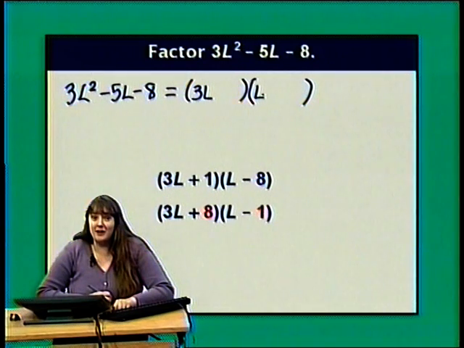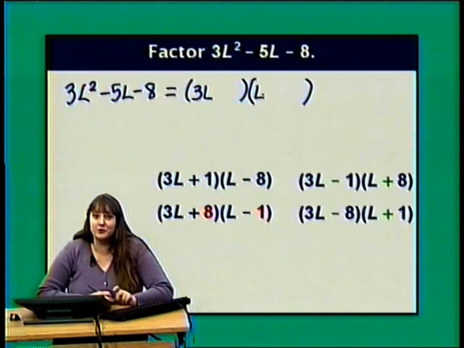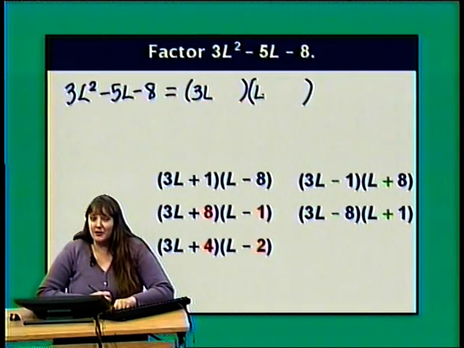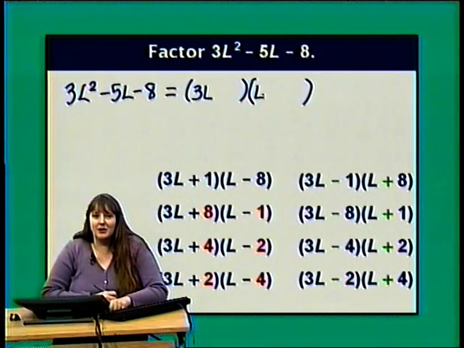I can change the 8 and the 1 around in the parentheses. But since we're looking for negative 8 here, and I have a positive integer and a negative integer, I can also change the way those signs appear. That gives me 2 more choices. Plus, I need to look at 2 and 4. 2 times 4 gives me 8. So I've got 3l plus 4 and l minus 2 as a choice. I can switch the 2 and 4 around and look at 3l plus 2 and l minus 4. And once again, I can change those signs around, which gives me 2 more choices.